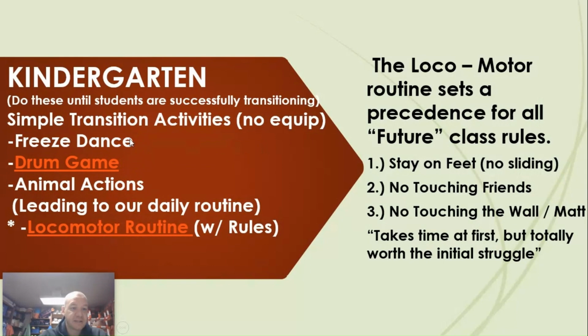Animal actions. This is just what it simply states. Freeze dance: when the music's on, we dance. When we freeze, we stop. Make sure we stay on our feet. We don't touch our friends. We don't slide on the ground. Animal actions is they get to choose an animal, then they get to freeze like that animal, and I usually pick a different student to pick a different animal.